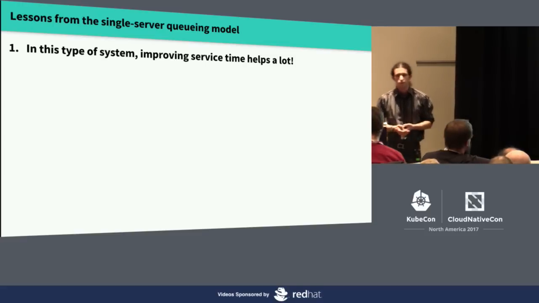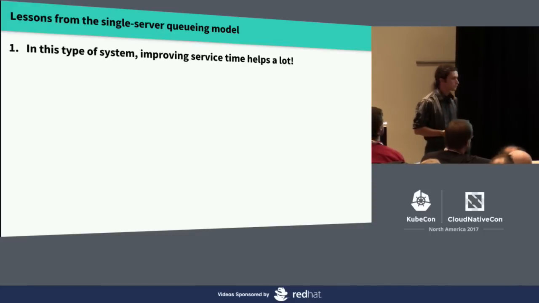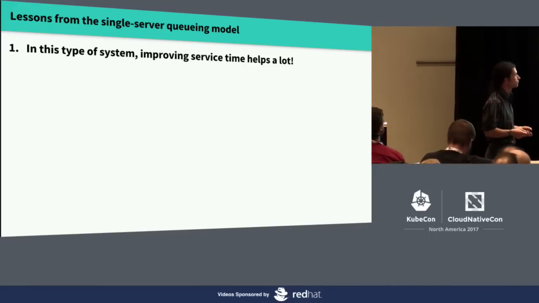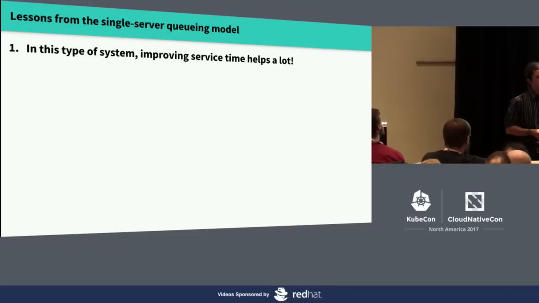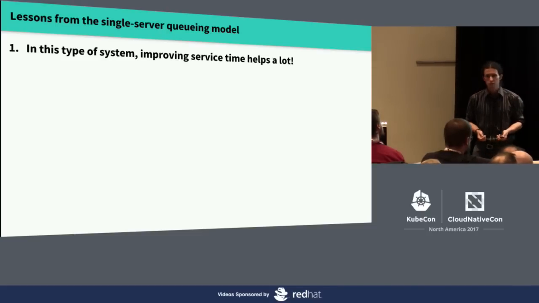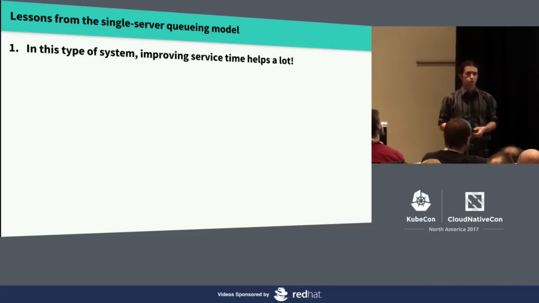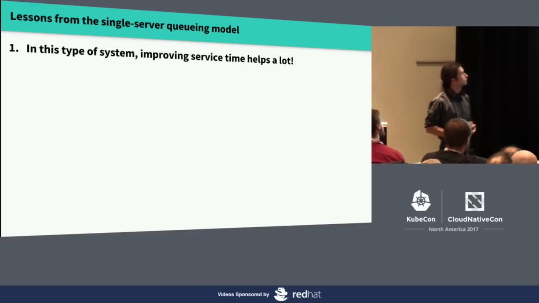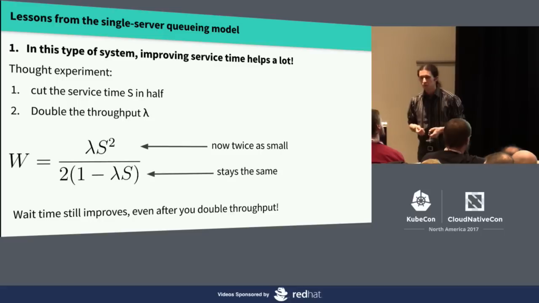There are some bigger lessons that we can take away from this model. First, in this type of system, and really in any type of system, improving baseline service time helps a lot. If you have a service and you find some sort of performance optimization that just straight up makes it faster, that is the most impactful thing you can do. Let's see why that is.